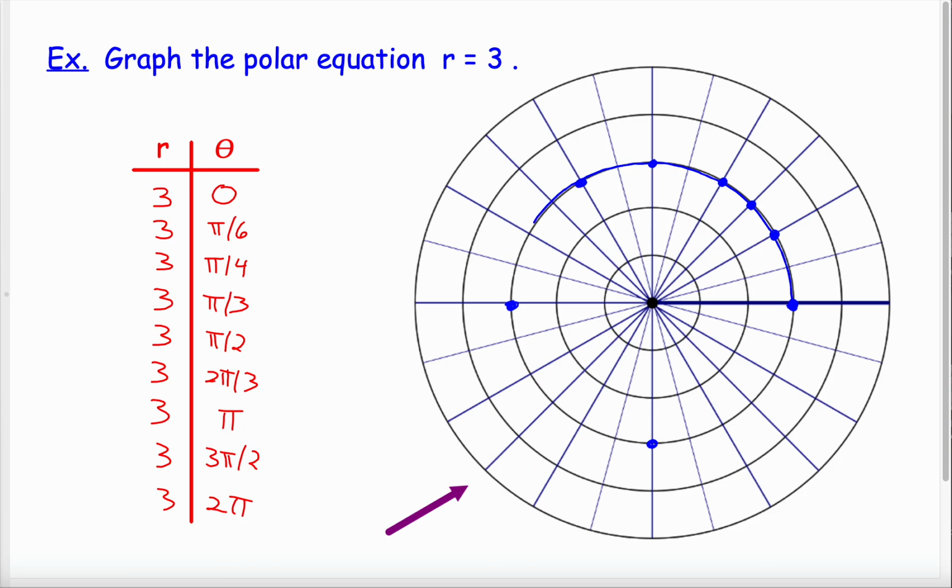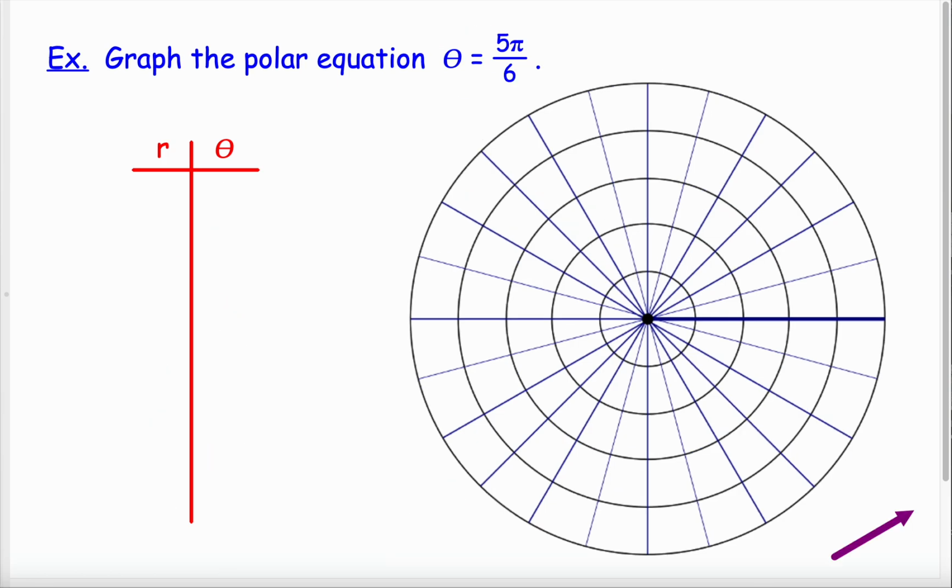Well, that makes sense. So theta can be any angle at all. And we could go past 2 pi, but we'd still be back on the same circle. So r equals 3 gives me a circle centered at the pole of radius 3. So from now on, I guess I wouldn't even need to draw a t-table for that. I could just plot it. R equals any constant is a circle centered at the pole of radius equal to that constant.